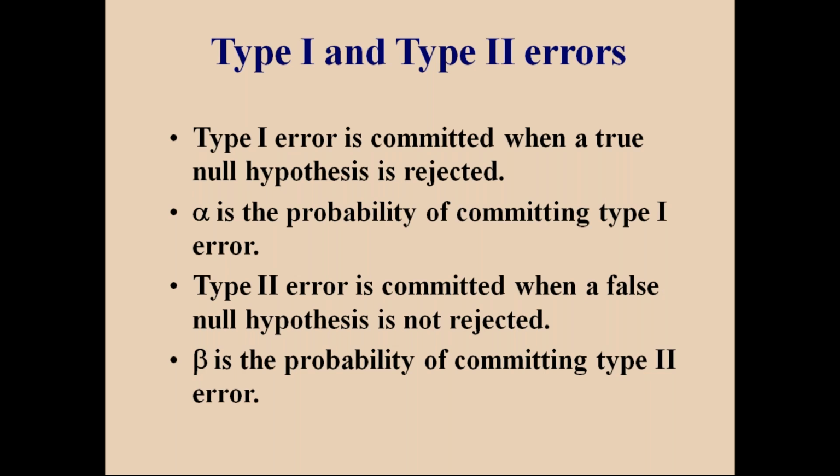This is the important slide. Usually, based on type 1 and type 2 errors: Type 1 error is committed when a true null hypothesis is rejected. Sigma is the probability of committing type 1 error. Type 2 error is committed when a false null hypothesis is not rejected. Beta is the probability of committing type 2 error.